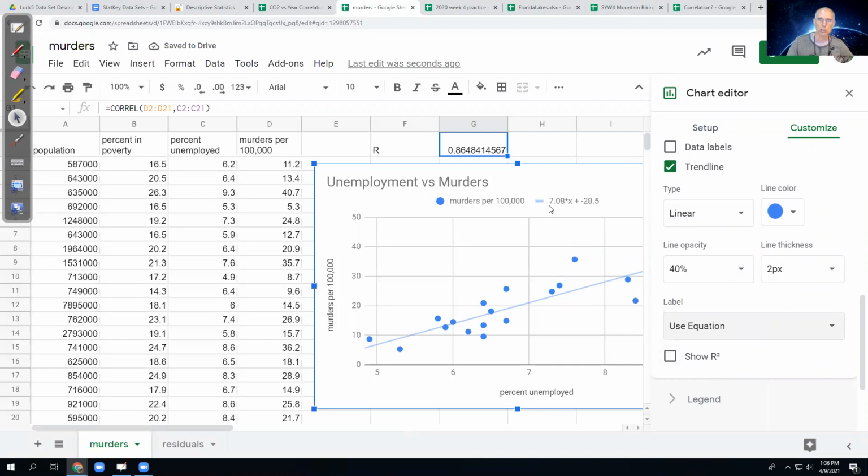It tells me the slope is 7.08, the y-intercept is negative 28.5, and I can also get r squared. Now remember, it's not r, it's r squared. In the graph, they show r squared. That's called the coefficient of variation. I'll talk more about that later. If we square this number right here, the 0.864 and so on, we should get 0.78748. They have slightly different meanings, but they're related.